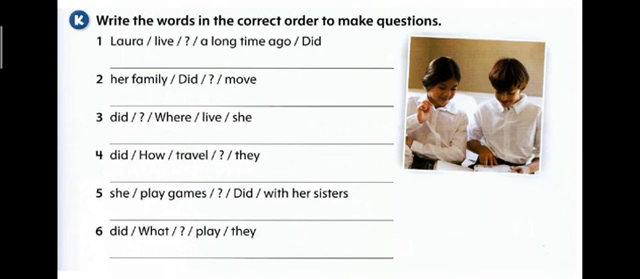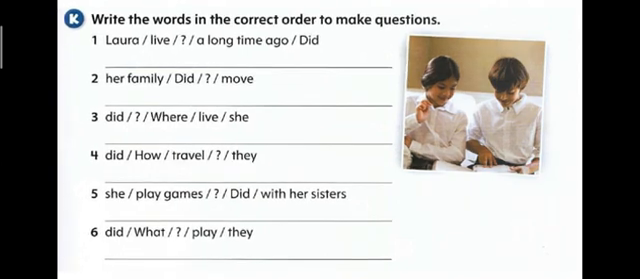Number six, did what, question mark, play they. We have a WH word here. So we put it first, and then we put did. So what did, and then a subject, and then the rest of the sentence. What did they play? What did they play? That's the question. I hope you got it. Thank you.